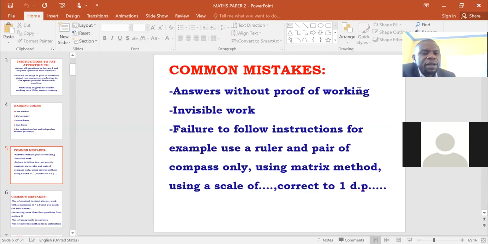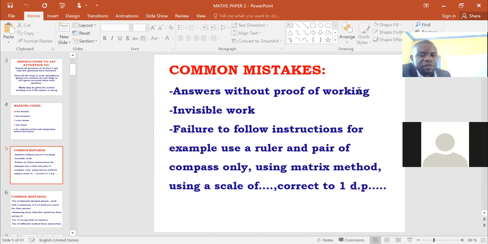And then some work becomes very invisible. Somebody does a lot of work and then it is like shady. The answer is at the top, the working is at the bottom. So try to arrange your work logically. I'll advise that if you have a page, you divide the page into columns so that when you're through the first column, you go to the next column, and then the third column.